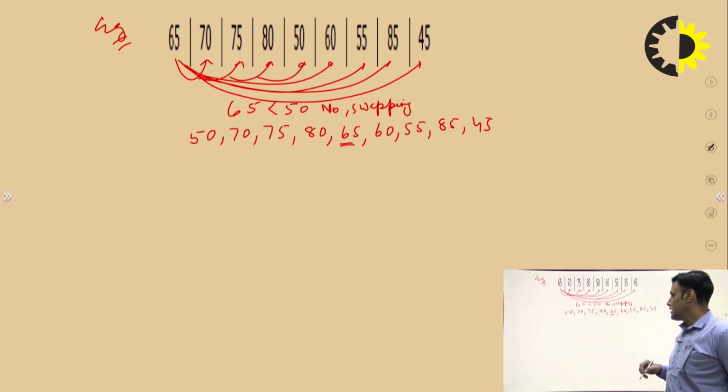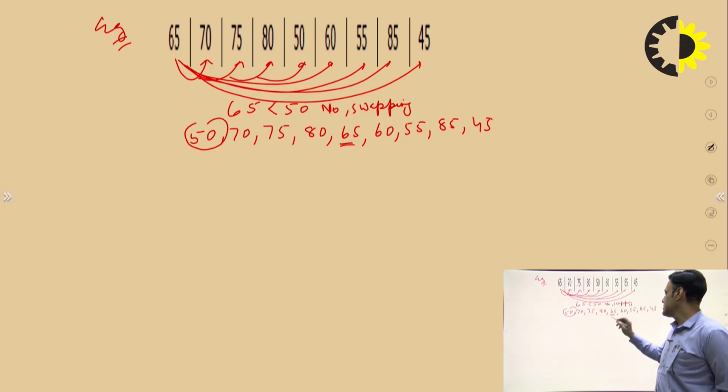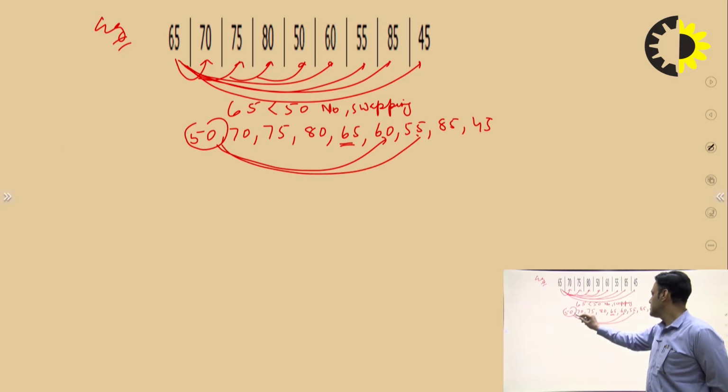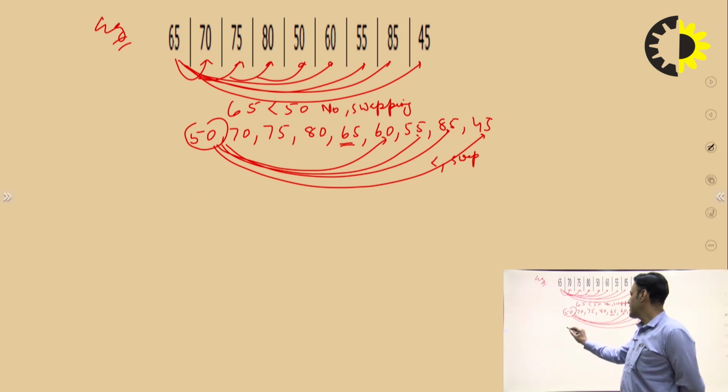Right, students? Now next, 60 will get compared with 50. No change. And this is the 0th position element. Then 50 will compare with 55. No change. No change. No change. Then this is less than, so again we will swap. So 45 will come here.